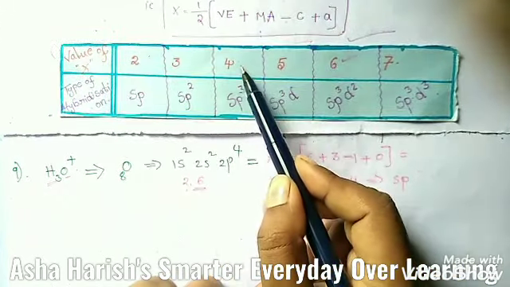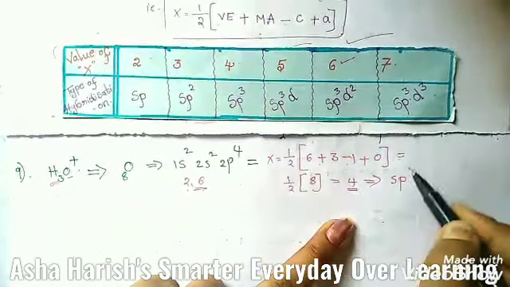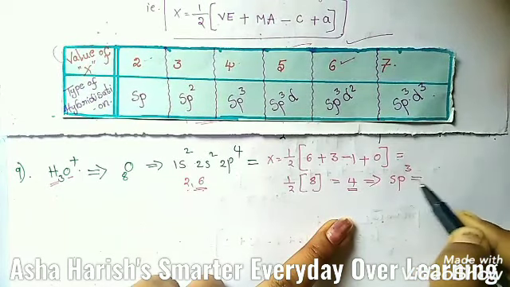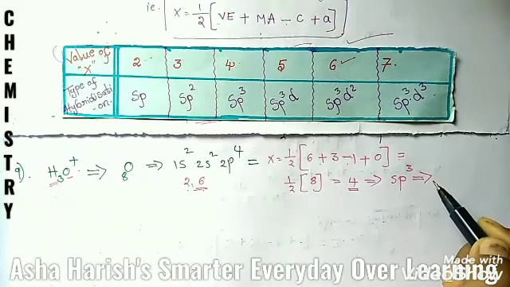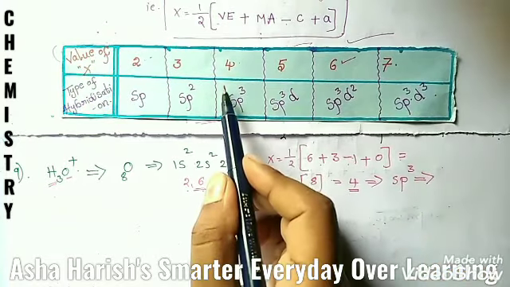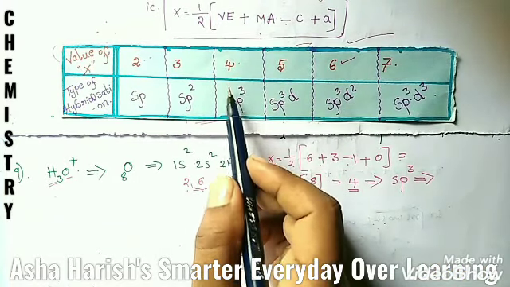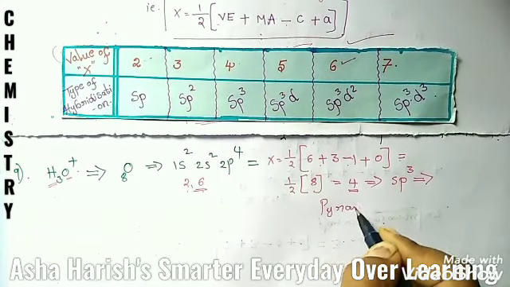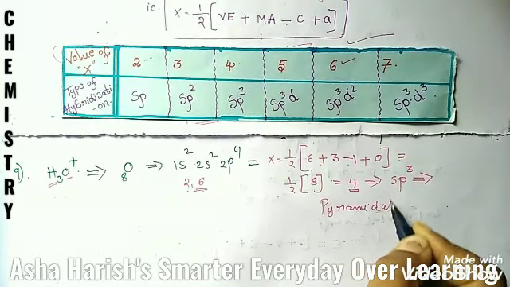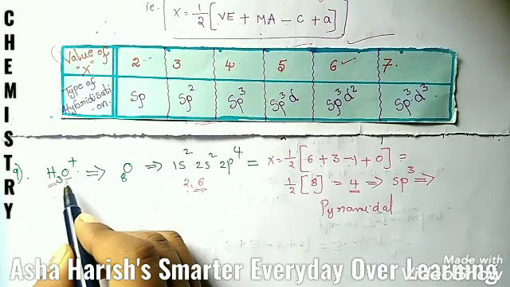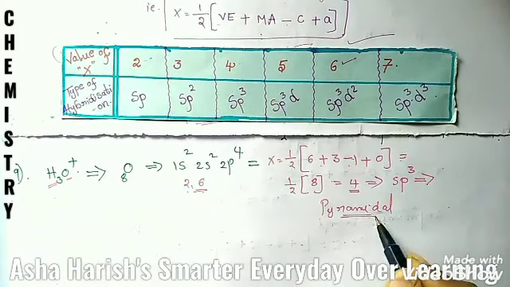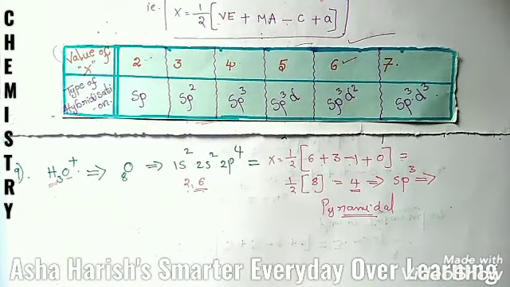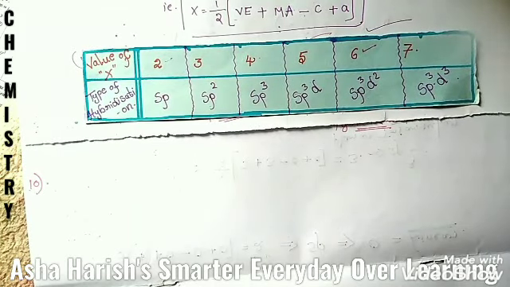If the value of X is 4, that is sp3 hybridization. Okay, students, the formed hybrid orbitals are also 4 here, and for sp3 the shape should be pyramidal. For H3O plus hydronium ion, the shape is pyramidal. Let's see the last example.